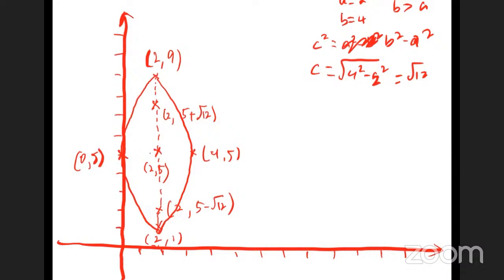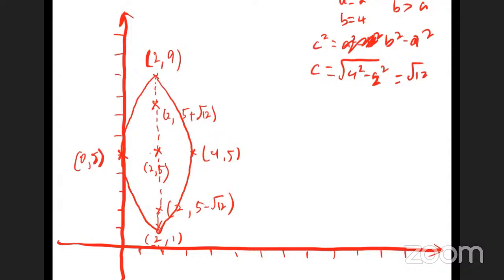Could you find the center? You can find the center. Yes, C is the formula I gave you before. Right, yes. So based on whether B is bigger than A or A is bigger than B, the foci is always on the major axis. So, yeah, you can figure it out here.